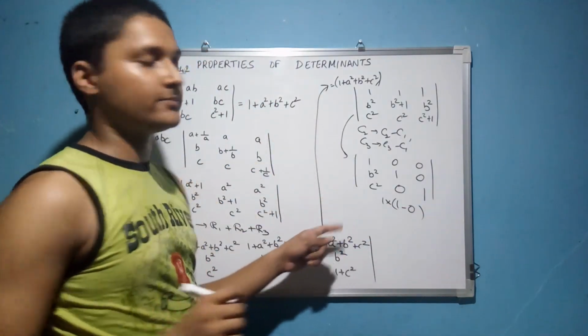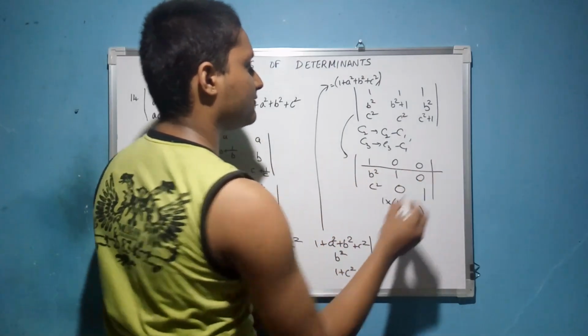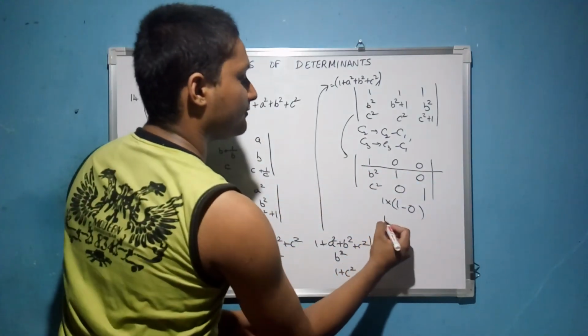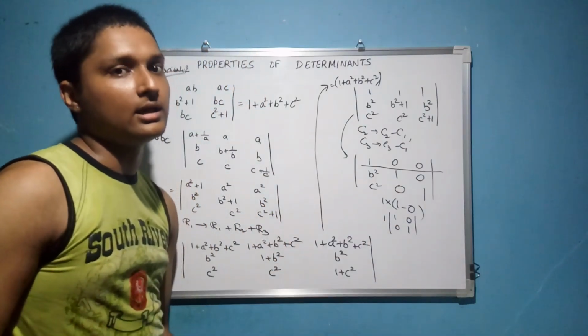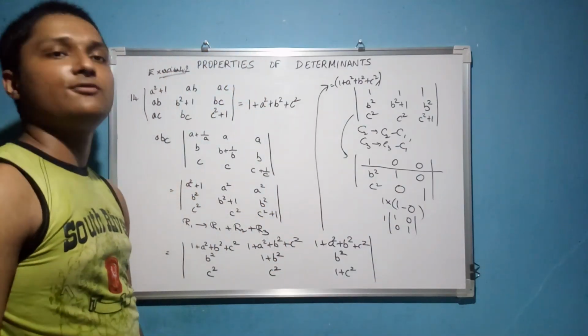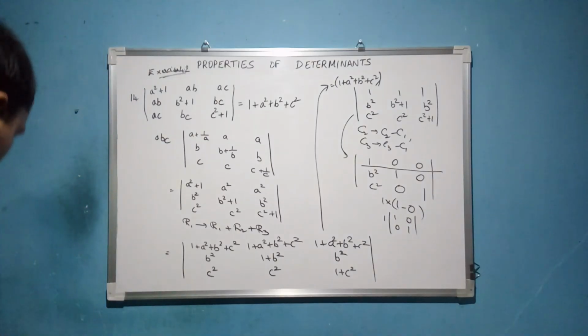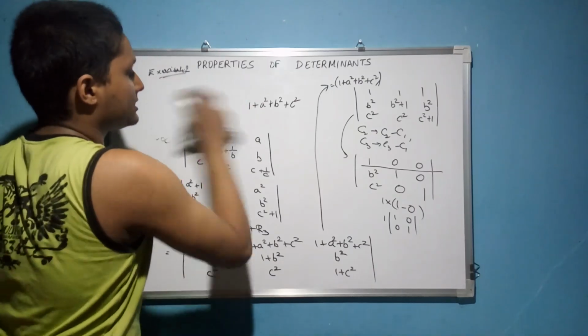Therefore, this determinant, I'm expanding using the first row. So I'm going to get 1 into 1, 0, 0, 1. We are going to get 1 as the answer. That's all about the 14th question. All the questions are over. Prove that questions. Now we need to move on to the MCQ questions.